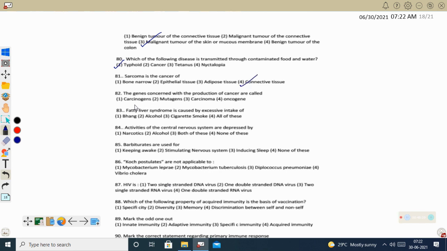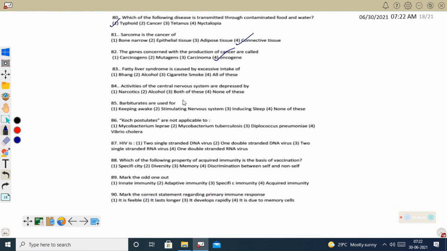Next question. The genes concerned with the production of cancer are called as oncogenes. Oncogenes are the genes which are concerned with the production of cancer. Proto-oncogenes, that is normally seen in our normal cell, that can be converted into oncogene due to the presence of carcinogens. Fatty liver syndrome is caused by the excessive intake of alcohol.